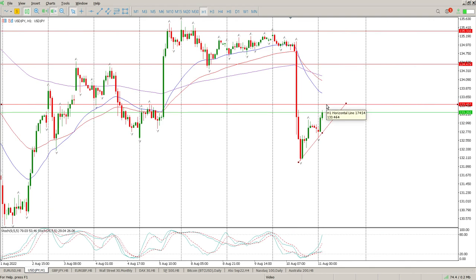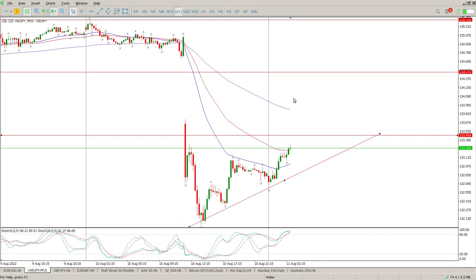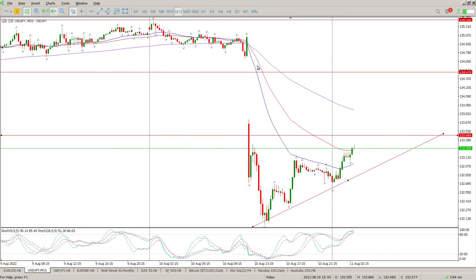That's 133.464. For this one, I would actually drop down to the 15-minute to watch it. So you've got a massive gap here from yesterday. And this is just the CPI number that came out, which caused this gap. So could act as a magnet. Very possible that it acts as a magnet.